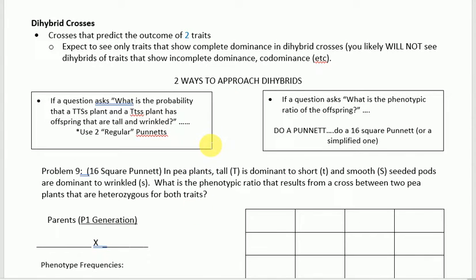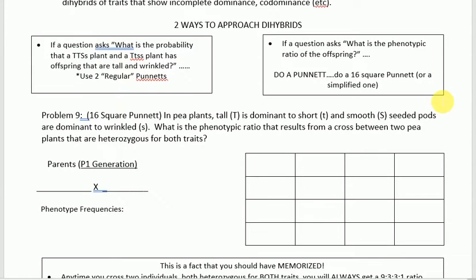If a question asks what is the probability that a big T big T, big S, little s plant and a big T, little t, little s plant has offspring that are tall and wrinkled, you're going to use two regular Punnett squares to do that cross. If a question, however, asks what is the phenotypic ratio of the offspring, you're going to do a Punnett square, which would be a 16 square Punnett, just like this one shown here, or you can do a simplified one. So let's look at those.